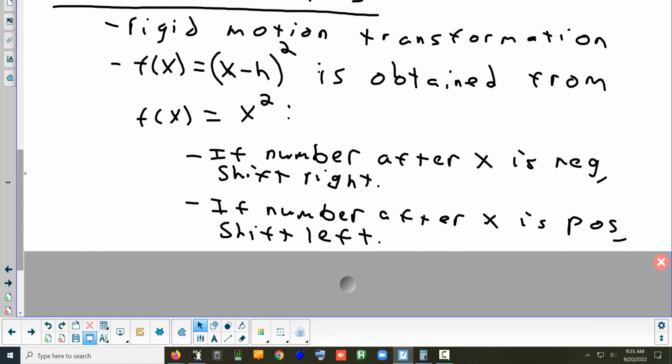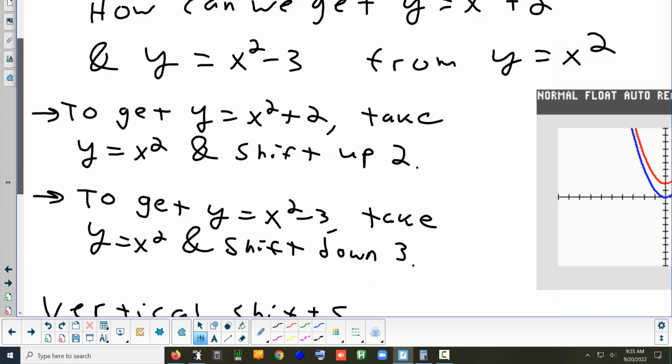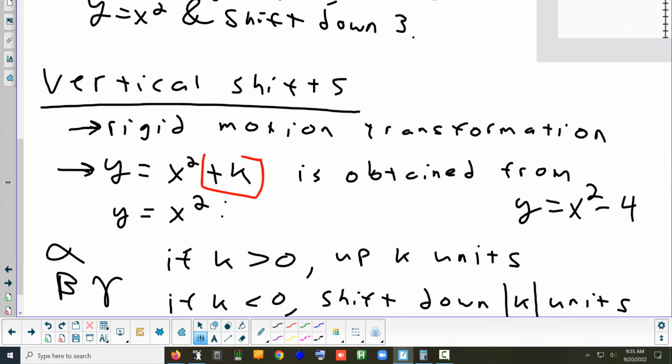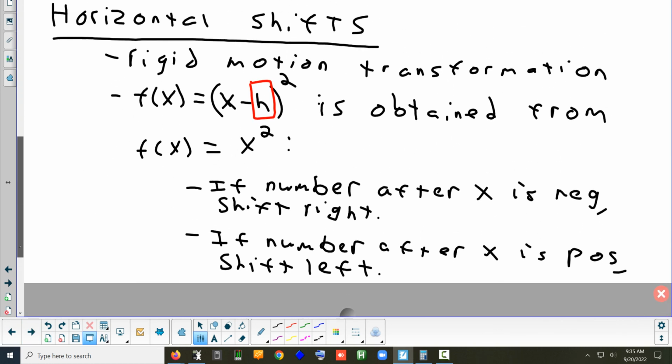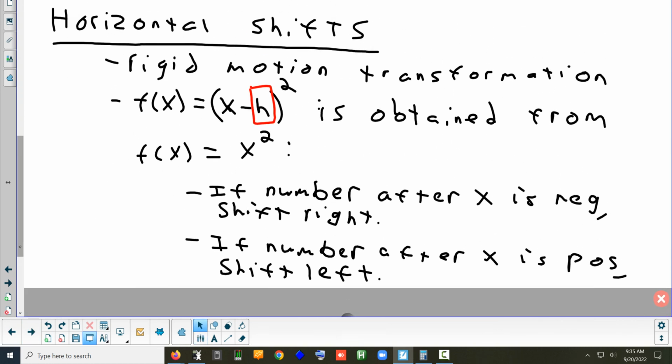So h is generally the letter they use to represent movement left and right. There's your h. And k is generally the letter they use to represent shifting up or down. H and k. And both times, I think when I asked this, people mentioned it in terms of the vertex. They said h would move the vertex up or down, k would move it left or right.